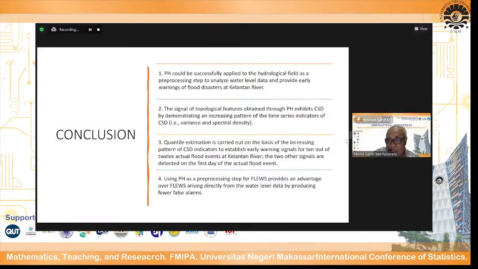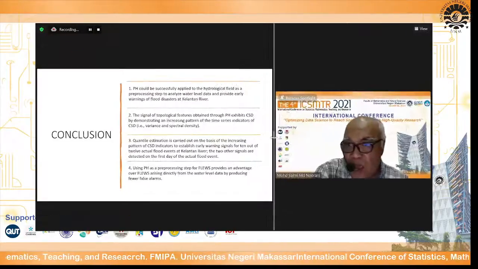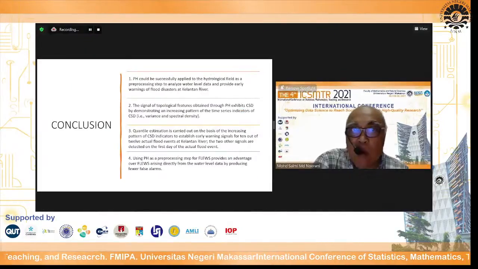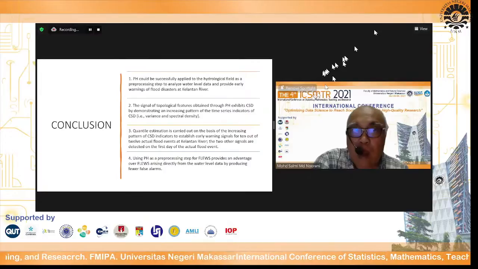The processing step has an advantage in terms of reducing the number of false alarms. So these are the references. I can leave the slides to the organizers if you're interested. So with that, I thank you very much, and I welcome any questions from you.